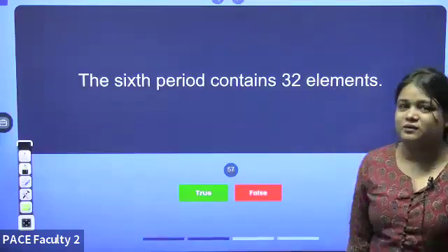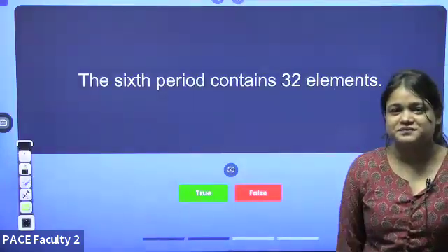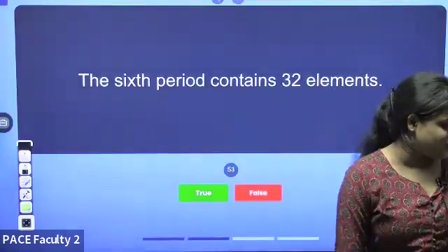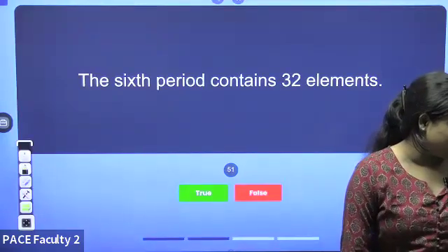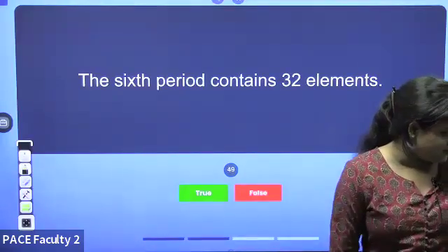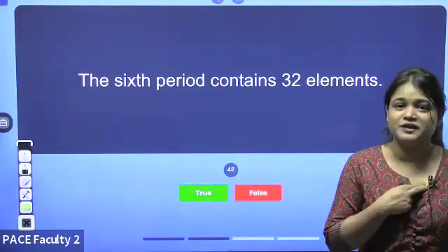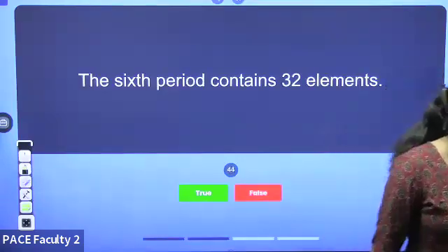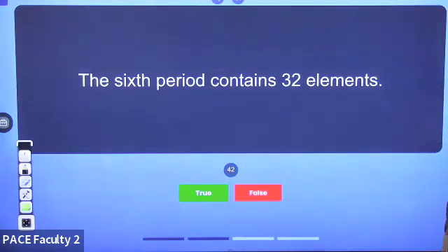It contains 32 elements. True or false? 6th period, does it contain 32 elements? True or false? No, it does not contain 52. No. Okay, Arihant is saying true.